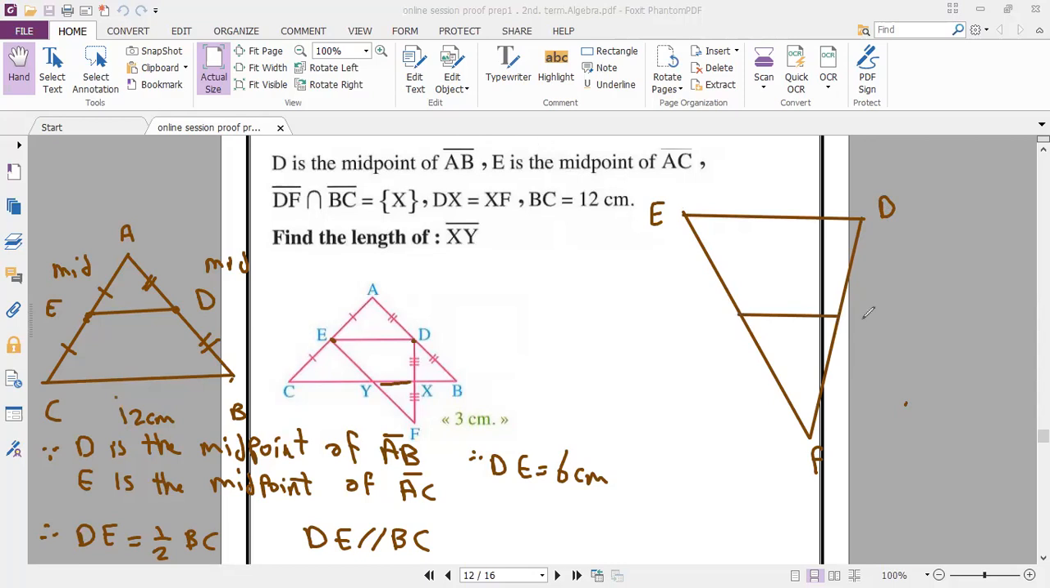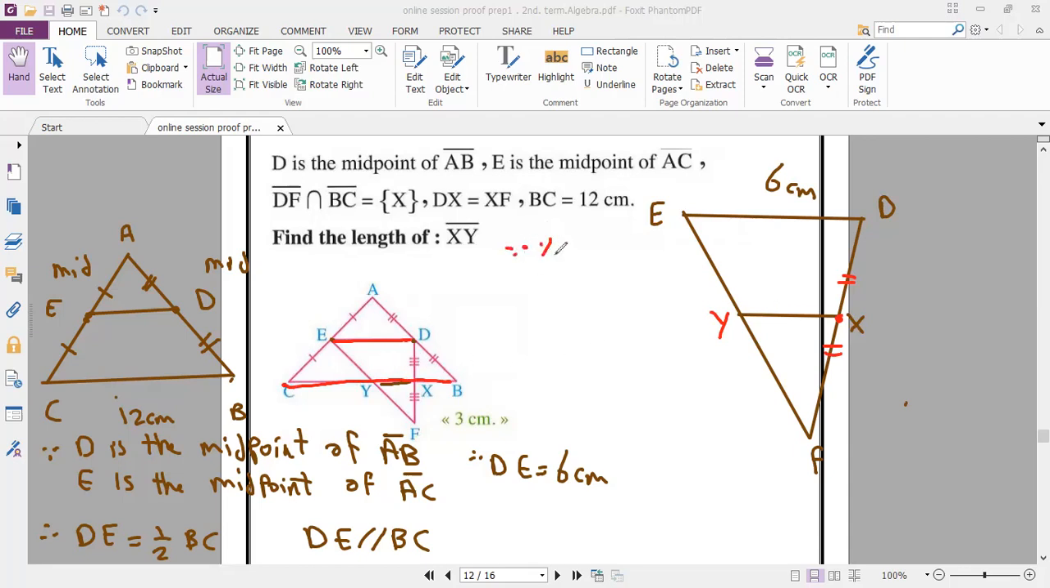X is the midpoint. And we reach that DE equals 6 centimeters. So X is the midpoint. But what is the question now? Is XY parallel to BC? Yes, they are parallel because I proved that DE is parallel to BC. Once again, I proved that DE is parallel to BC and XY is a part of BC.